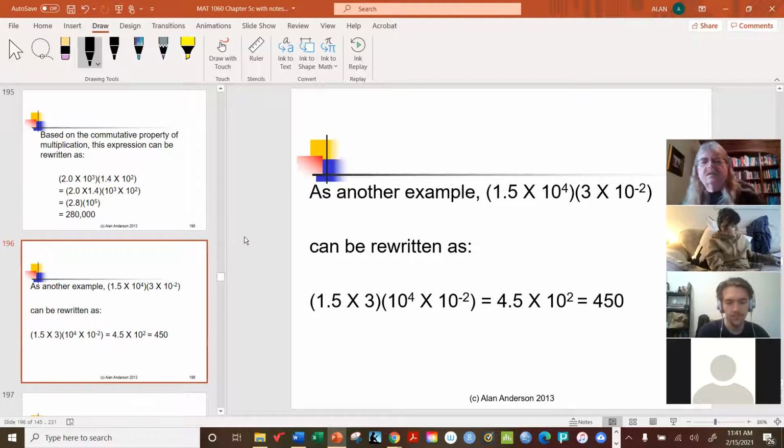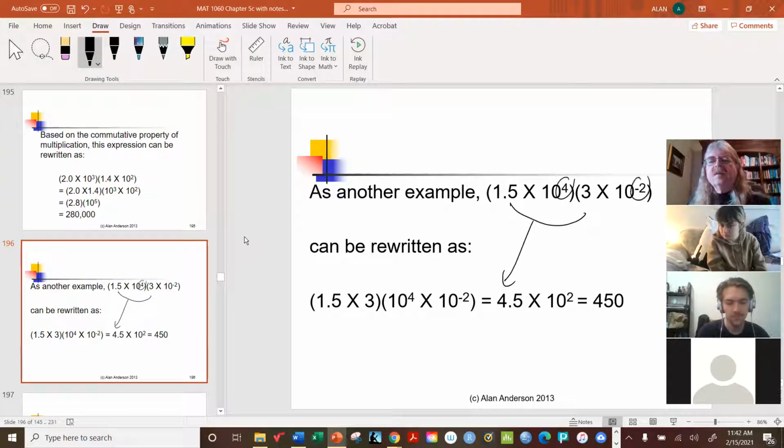Now here's another one. I'm going to multiply these together to come up with 4.5. And when I combine these exponents, I'm going to end up with 10 to the second power, which is, of course, equal to 450.